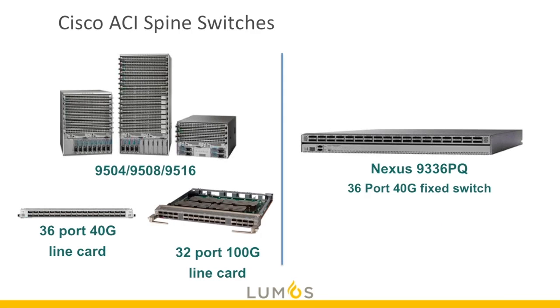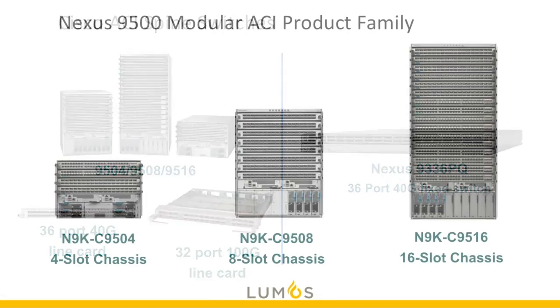So let's talk about the spine switches. We have two choices. We have the 9500 series, which is the 9504, 9508, and the 9516. And there are two line cards that are supported as spine. One is a 36-port 40 gig line card, and the other one is a 32-port 100 gig line card. We also have the ability to use a 9396 PQ as a 36-port 40 gig fixed switch as a spine. They're typically used in lab environments, or you can do a small to medium-sized ACI installation.